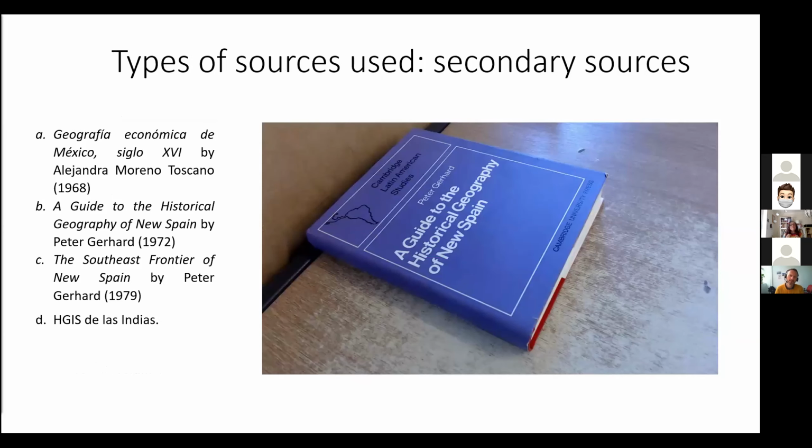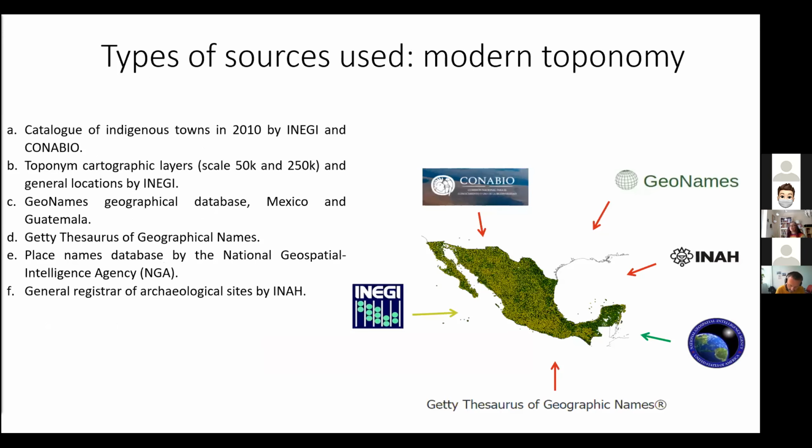We also used very important secondary sources, particularly iconic studies of historical geography. These were mainly four main sources. One was the Geografía Económica de México by Alejandra Moreno Toscano, the work by Peter Gerard, and a fantastic resource called AGIS de las Indias that basically compiled sites, particularly for the 18th century. This is a fantastic resource, but as I was saying before, some places remain, some others not. So all these sources were really useful at all levels.